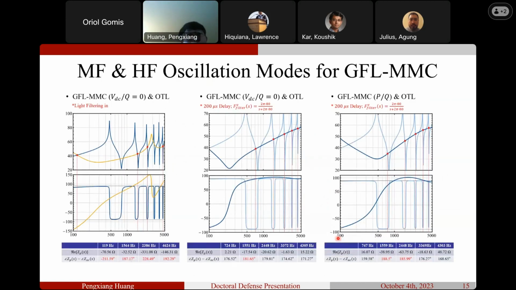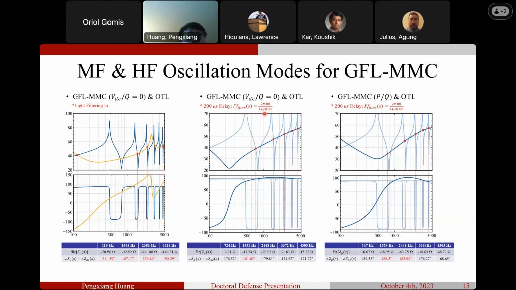So before I talk about the reshaping methods, I want to quickly go through some of the modes of medium frequency and high frequency oscillation. This one is a grid following MMC with a grid voltage feed-forward loop. You see that it can have multiple oscillations, and you have medium frequency, high frequency.